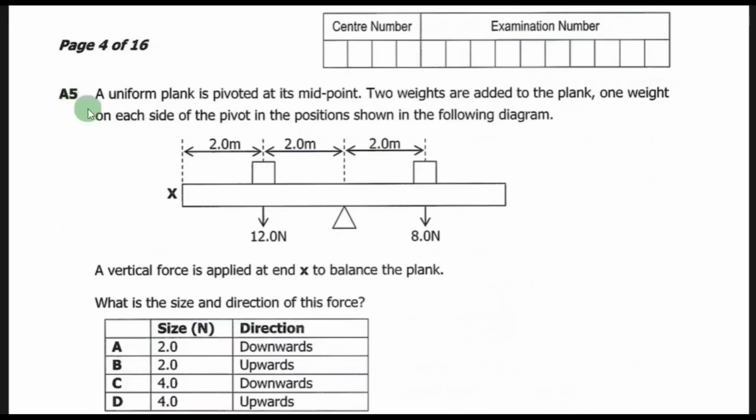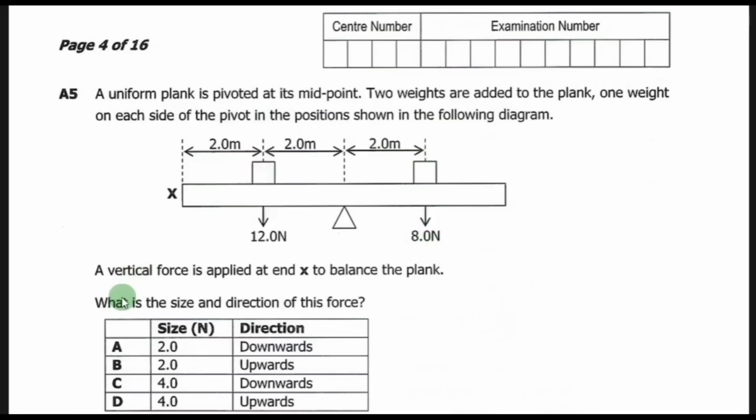F5 reads: a uniform plank is pivoted at its midpoint. Two weights are added to the plank, one weight on each side of the pivot in the positions shown in the following diagram. So we have this uniform plank here with two weights on either side of the pivot. We have this weight here, another weight here.